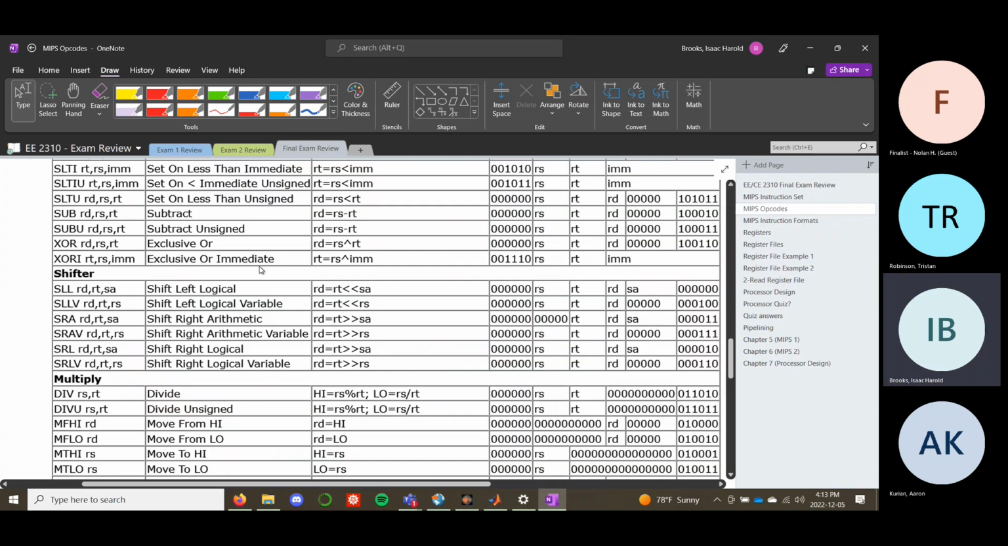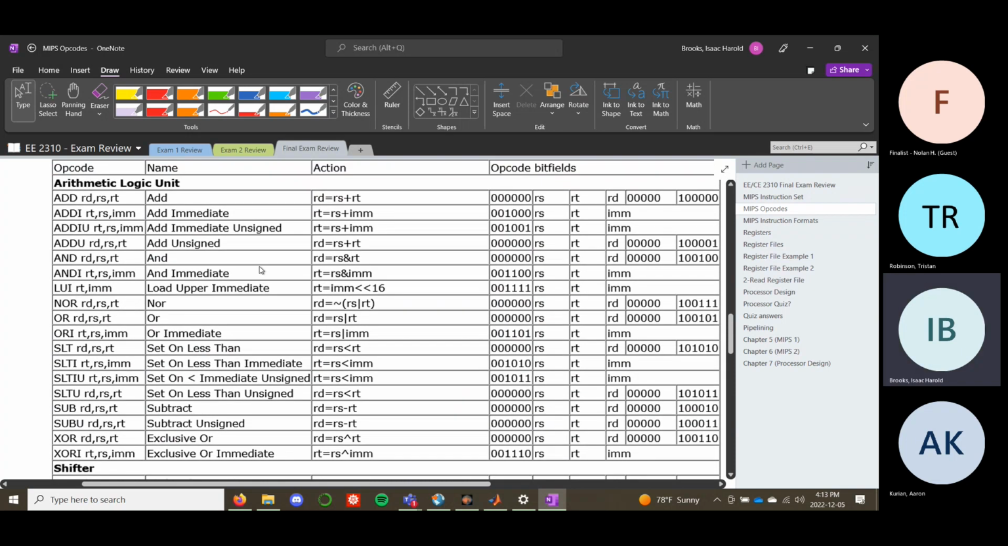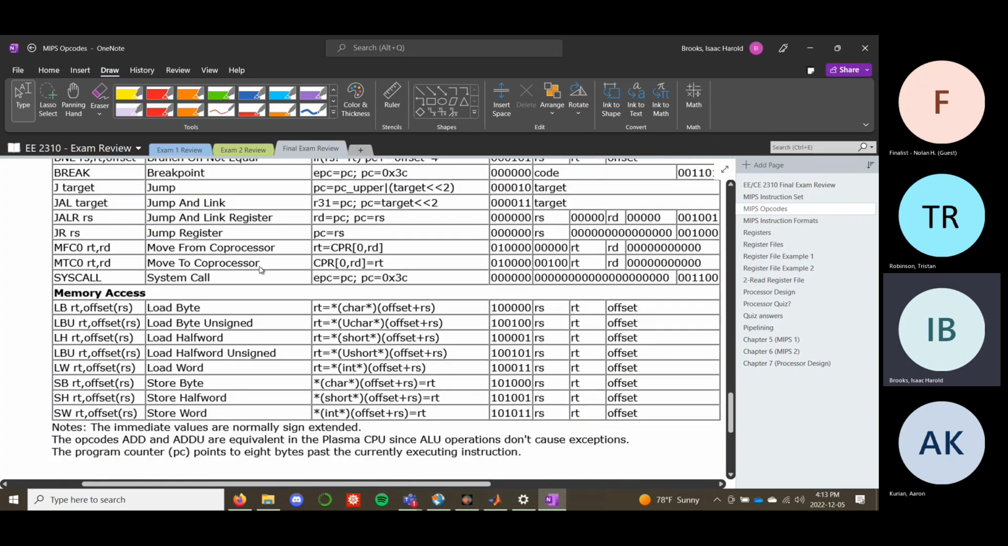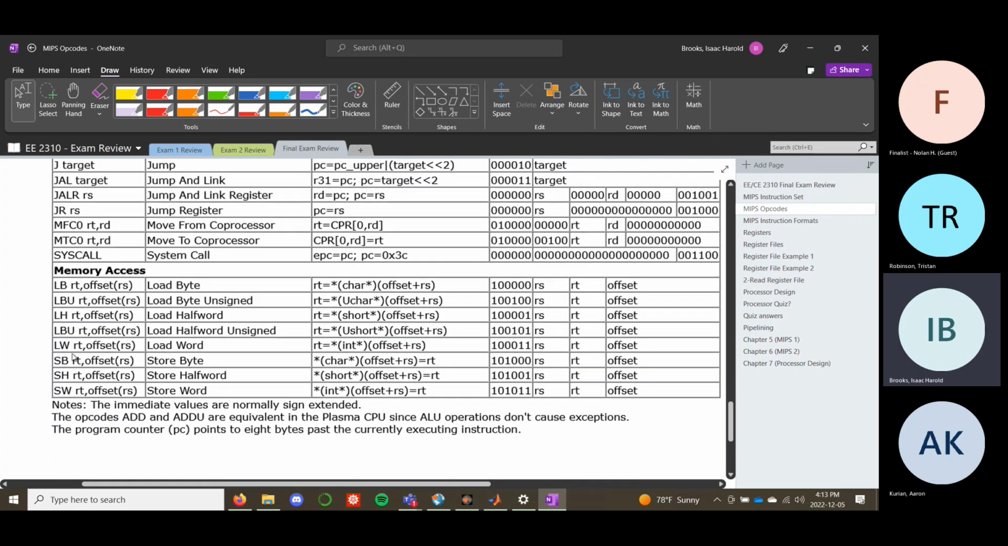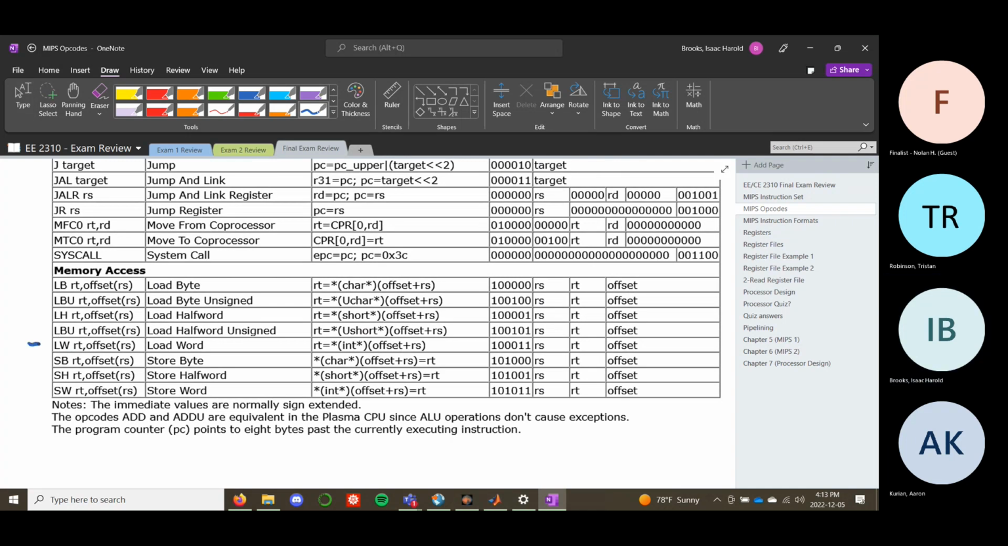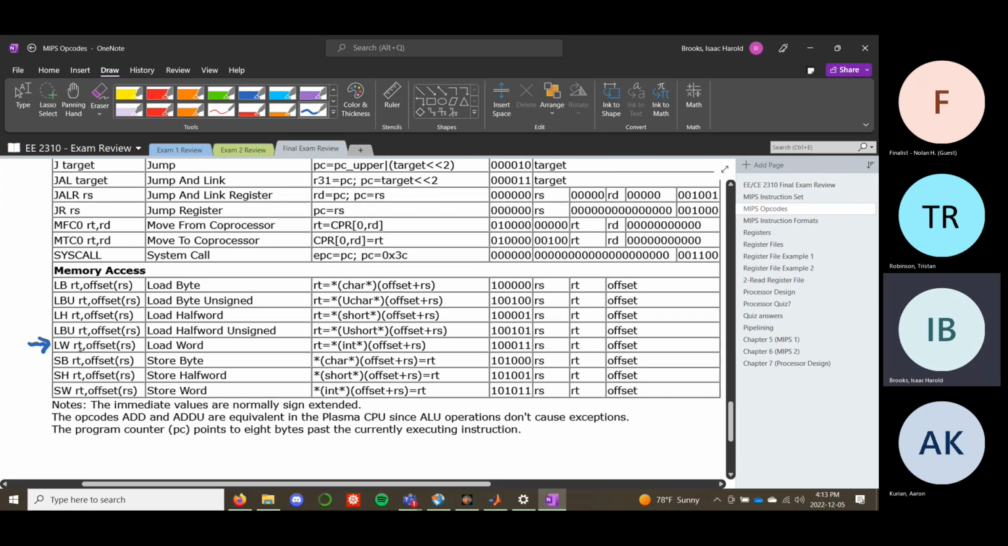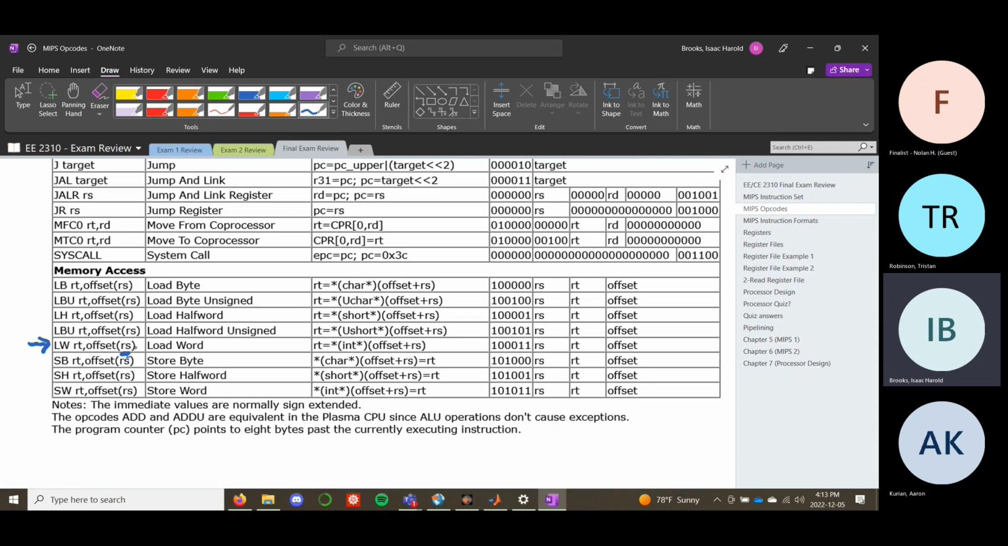So if we look over here on load word, that's going to be on memory access. Here, load word RT, offset RS. So your RT is the contents of the memory address. RS is going to have a memory address. You're going to grab the contents of that memory location and store it into RT. So it does get switched.